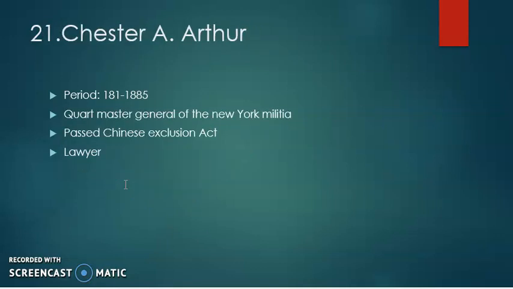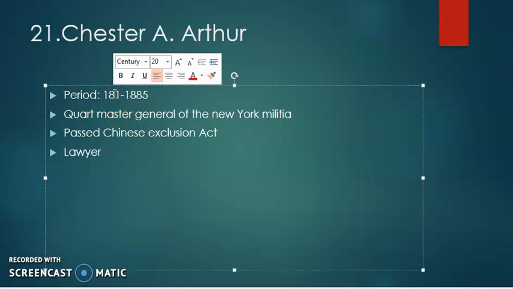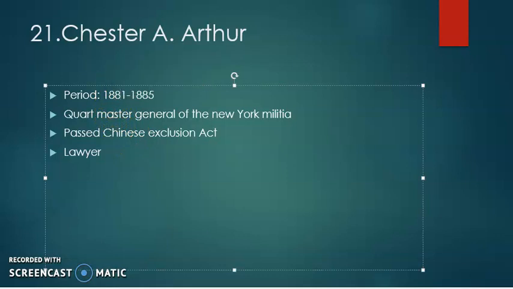The 21st president of USA was Chester Arthur, and he ruled the country from 1881 to 1885, and he was a quartermaster general of the New York militia, and he passed the Chinese Exclusion Act, and he was a liar too.